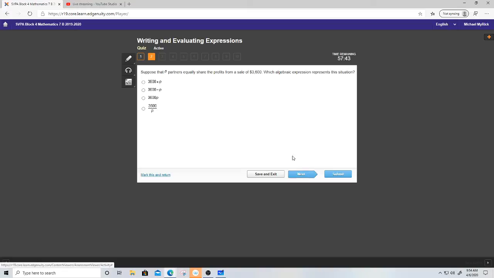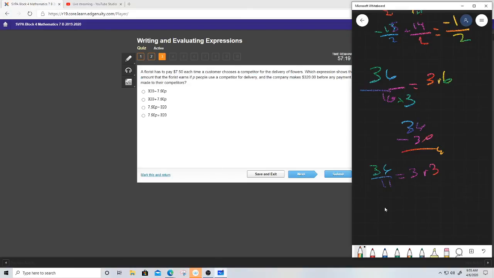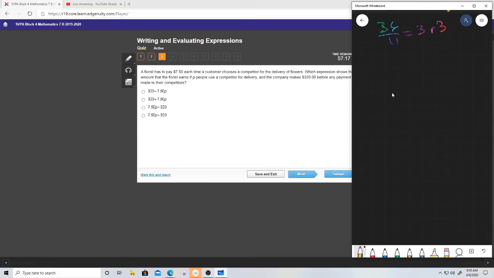Suppose that P partners equally share the profits from a sale of $3,600. Which algebraic expression represents this? Well, whenever you have something and you share it equally, that is a division problem. Add, subtract, multiply, divide. A florist has to pay $7.50 each time. So algebra's coming up. Time to get real, folks.